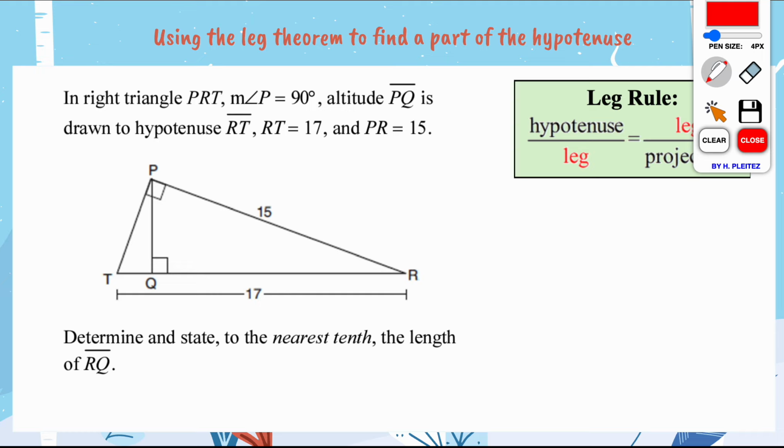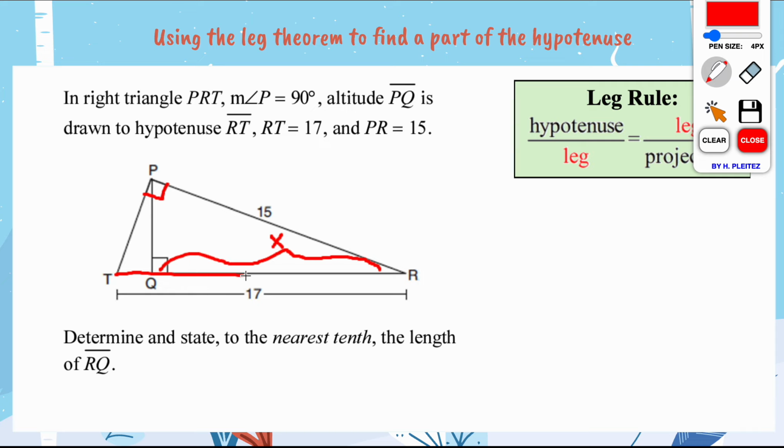So in right triangle PRT, angle P is 90, which we have labeled for us. Altitude PQ is drawn to the hypotenuse RT, and RT is 17, and we have that PR is 15. So it says determine and state to the nearest tenth the length of RQ. So we are looking for this value here.